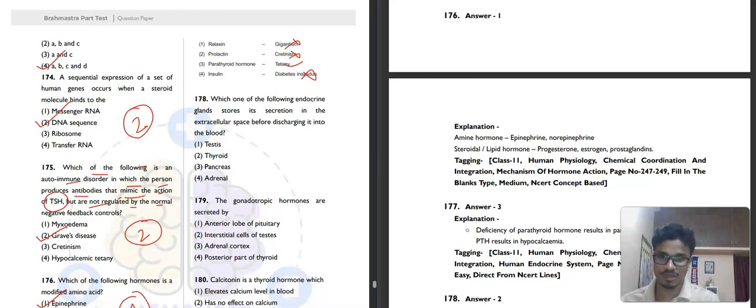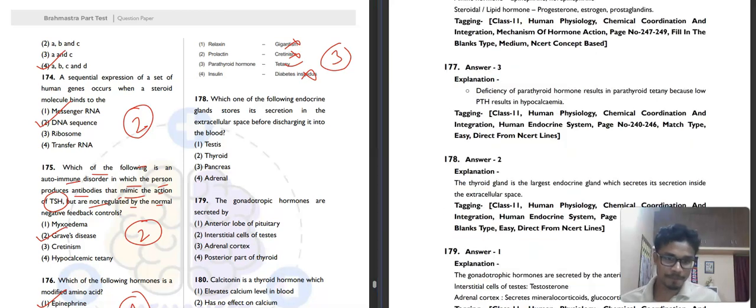And then question number 178. Which one of the following endocrine glands stores its secretion in the extracellular spaces before discharging it into the blood? The thyroid gland is the largest endocrine gland, which stores its secretion in the extracellular space. So here our correct answer is the second option.